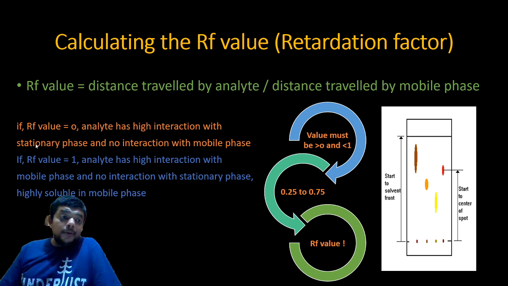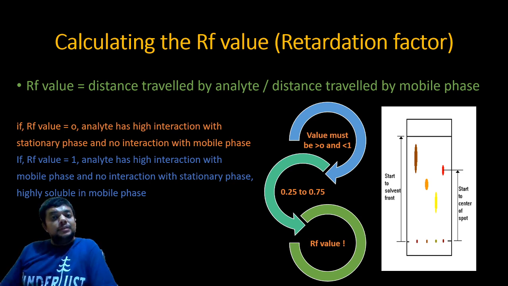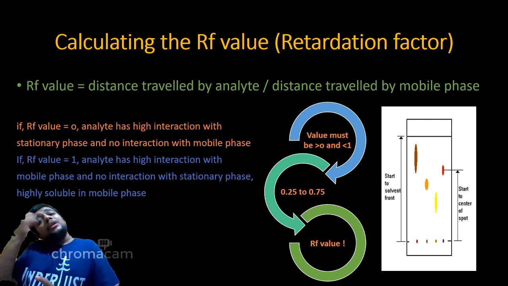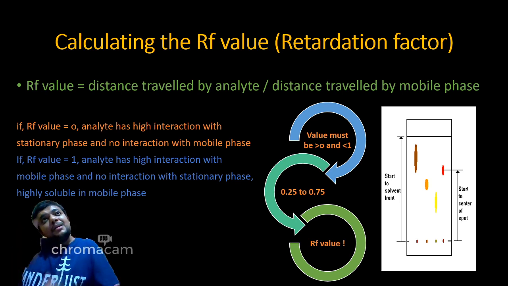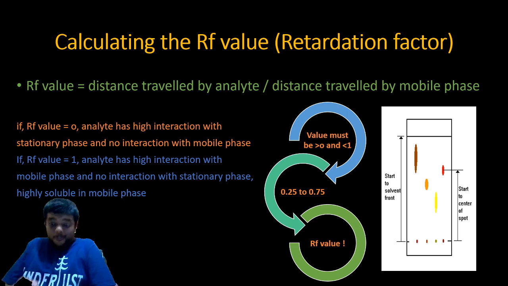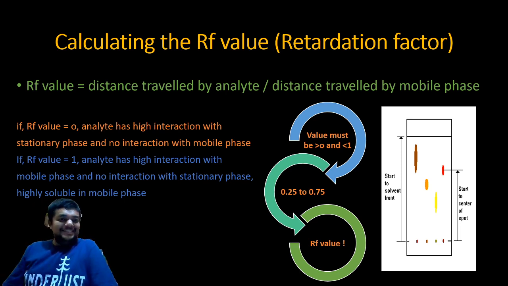So it is written over here. If RF value is 0, analyte has a high interaction with the stationary phase and no interaction with the mobile phase. If RF value is equal to 1, then the sample has no interaction with the stationary phase. It goes on running with the mobile phase. Why am I saying it this way? Because it goes upwards. Yes, capillary action. Opposite to gravity, capillary action.